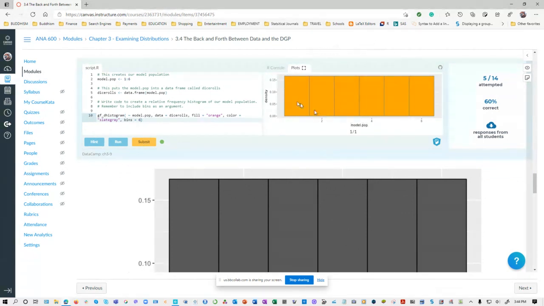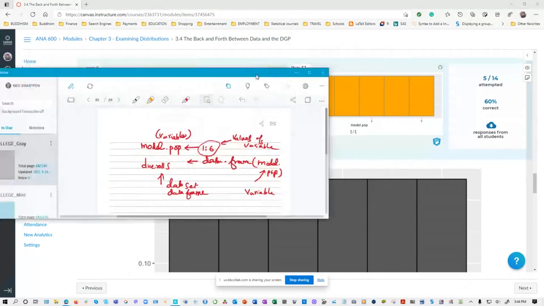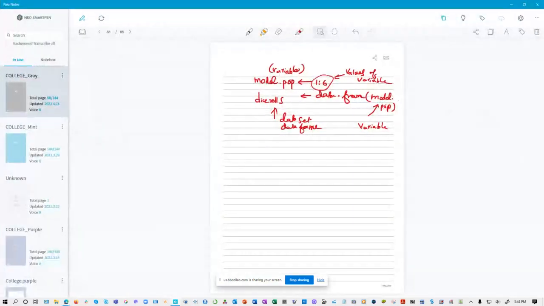Point 16, 1.1617. Now this is for the population. This histogram is for the population. That's for the population. Okay. This is for the population. And this one is for the population too.